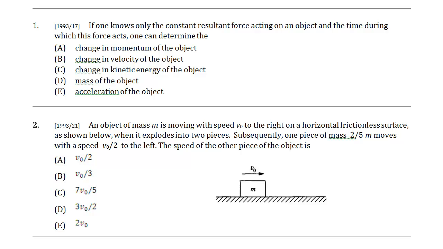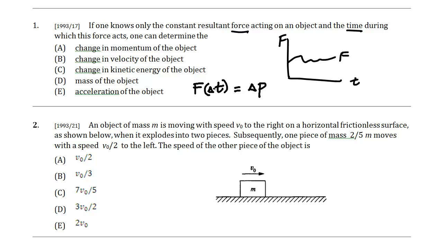In this question, it says if we know the constant force and the time that the force acts, and we just look at a graph of force versus time, what do we know? Well, the quick way to solve this is if you remember that average force times time is equal to change in momentum. This is one of the principal formulas you should remember. This is the impulse-momentum theorem, and what it says is impulse equals change in momentum. So right off the bat, A looks like a winner.